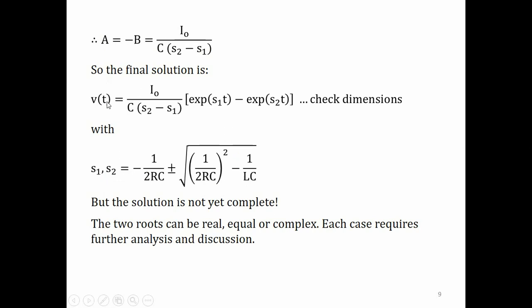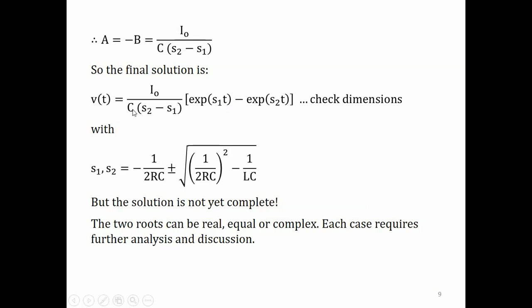So we say V of t is equal to I0 by C into S2 minus S1 times e raised to S1t minus e raised to S2t. Please check dimensions. I have not bothered about dimensions, you please check. So what is S1? Let's go back. S1 is here, yeah. So S1 is all this. So check that S1t is dimensionless. It's straightforward, but make sure and convince yourself that S1t is dimensionless, number one.